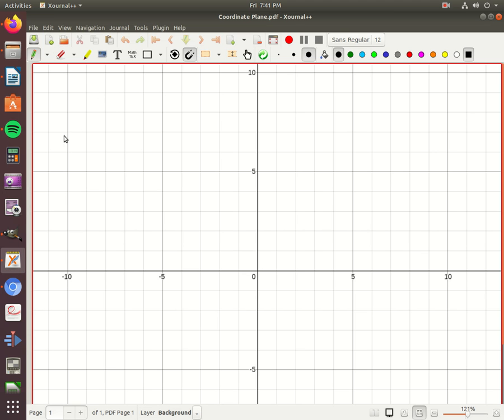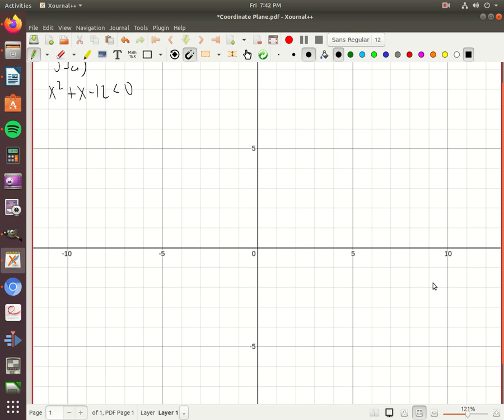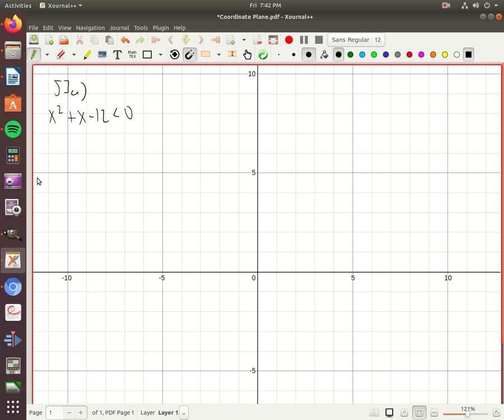Okay, so let's go to 53a. 53a is x squared plus x minus 12 is less than 0. And again, that also serves as a y. So I have negative 12, so I can go down here, and I know that I have something like negative 12 down here as my y-intercept. So kind of off the page there a little bit.